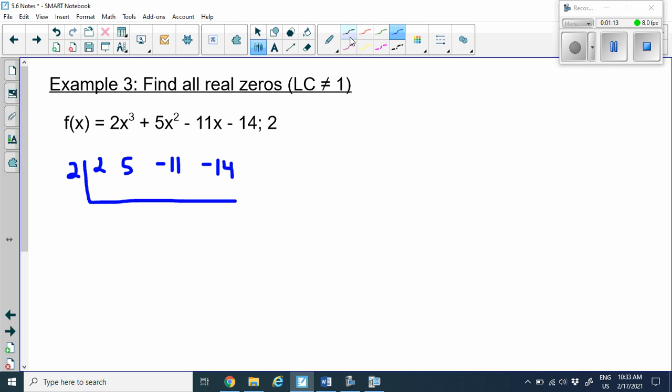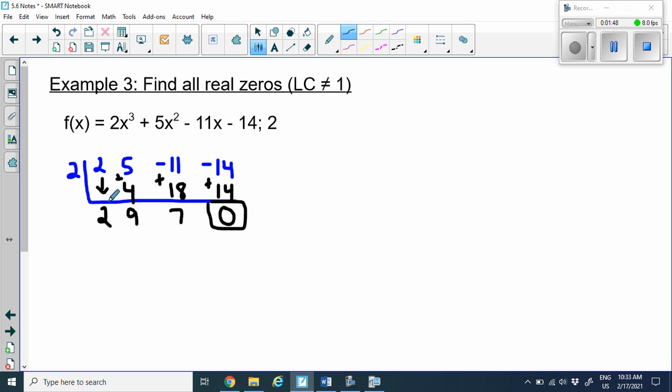So now what I'm going to do is I take the first 2 below the horizontal line, and now I multiply anything below it with the 2, so that gives me 4. Now I do some vertical addition, so this gives me 9, and then 2 times 9 gives me 18. And so I do negative 11 plus 18. That gives me 7. And then 2 times 7 gives me 14. Then I get a 0, which I should always get as the remainder when they give you a 0.